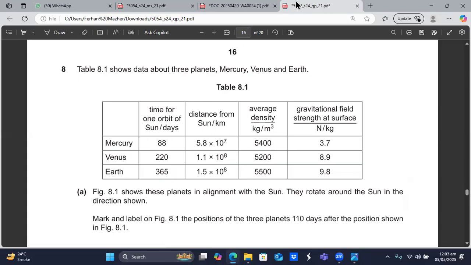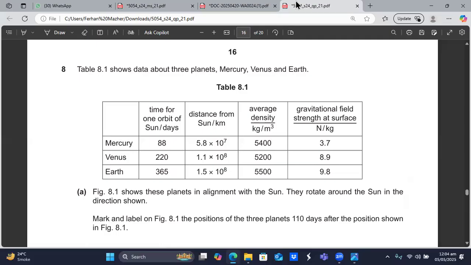Distance from the Sun: Mercury is 5.8 × 10^7 kilometers, Venus is 1.1 × 10^8 kilometers, and Earth is 1.5 × 10^8 kilometers. Average density: Mercury is 5400 kg per meter cubed, Venus is 5200 kg per meter cubed, and Earth is 5500 kg per meter cubed. Gravitational field strength at the surface is 3.7 for Mercury, 8.9 for Venus, and 9.8 newtons per kg for Earth.